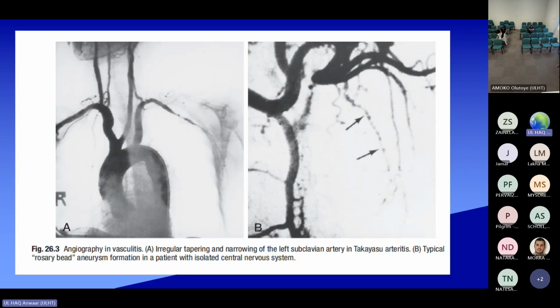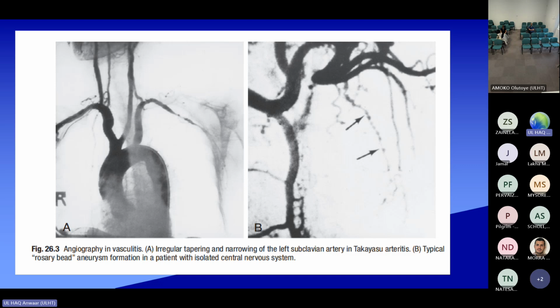These are two further pictures. On the left-hand side, you can see irregular tapering of the left subclavian artery. If you see the right subclavian artery, that has a very good diameter, but the left subclavian artery is narrowed and there is a loss of the diameter. This is common in Takayasu arteritis. Takayasu arteritis is also called the pulseless disease. When you feel the pulse on both sides, you can have the pulse on one side, but on the other side maybe there is absence of the pulse because of the narrowing.